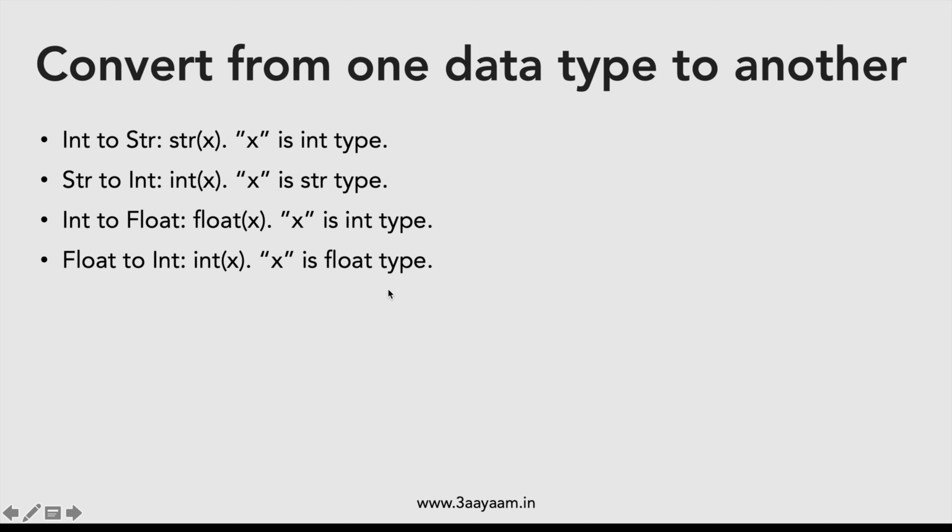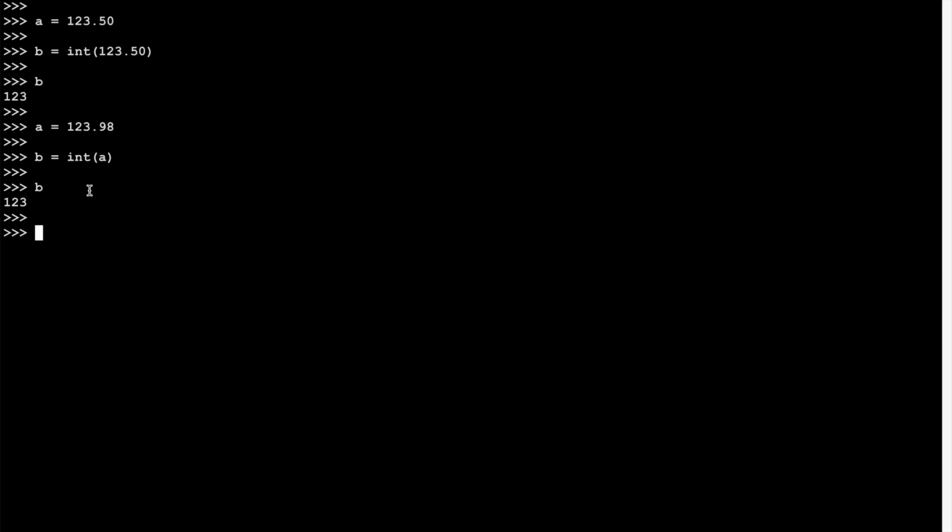Again, let me show you this. So let's say I have a, which is 123.50, and b equal to integer of 123.50. Now what will happen here if I type b? If you see, the value is 123. The decimal point has gone. Now let's say I mentioned 123.98 and I convert it to integer b. So now again, the value is 123. One thing you might have noticed, that rounding does not happen. So just because it has 0.98, it will not convert it to 124. Remember that. It will only get the first value.